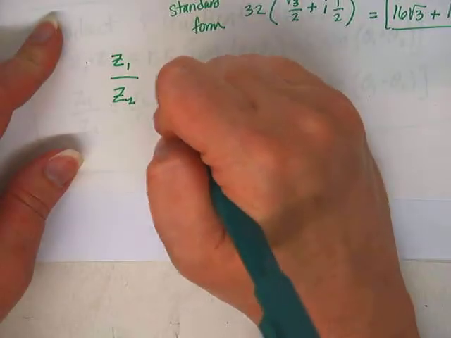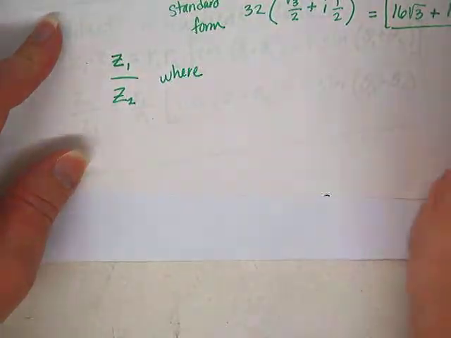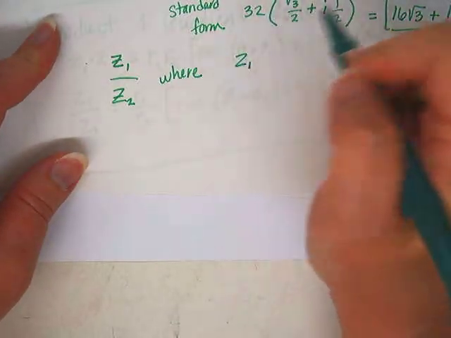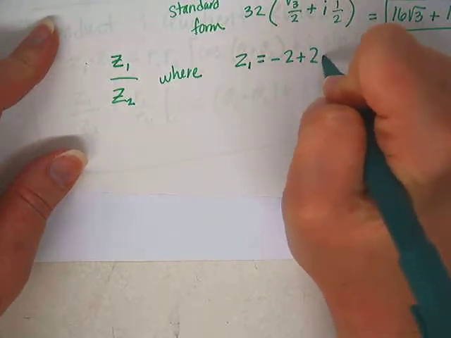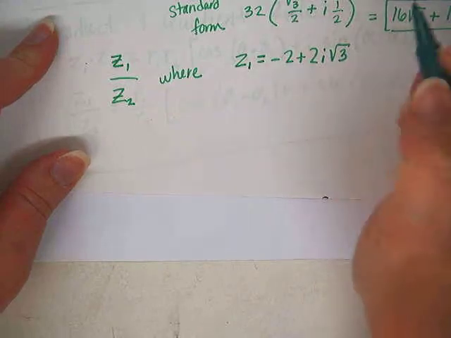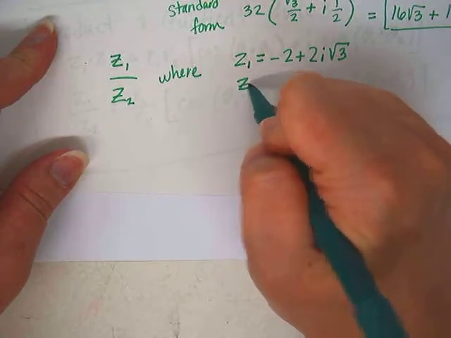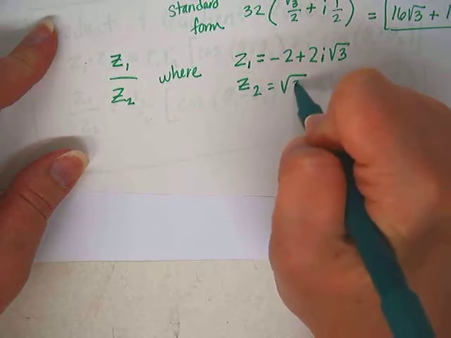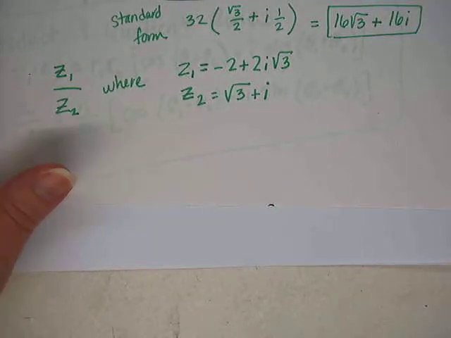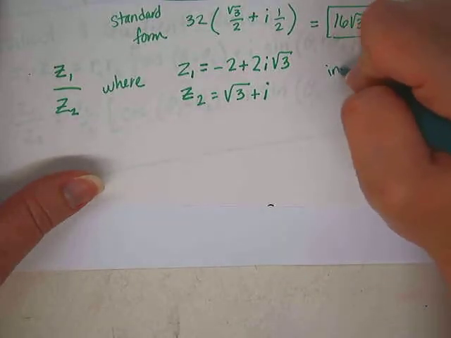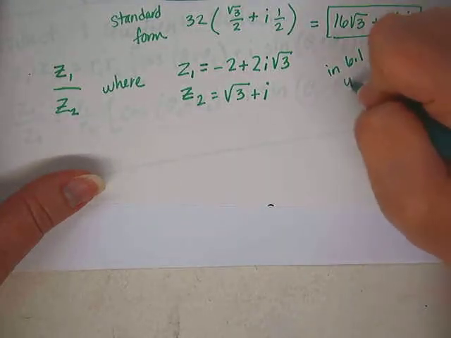But guess what? I'm not just going to let you use the last answer. We're going to do something different. Wouldn't that be nice if I just let you use the last one? I'm not. We're going to do different ones. We're going to say z1 is negative 2 plus 2i square root 3. And z2 is square root of 3 plus i.